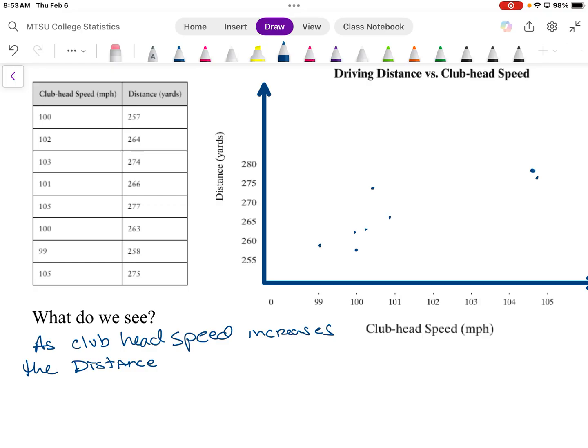As we start from the slower club speed up to a higher club speed, we notice that there is a consistent pattern as the club head speed increases. It's going up as a distance traveled. There's some odd things. There's this one right here, that was a slower club speed by a little bit, but still traveled a good distance. But we can pretty much say here that as club head speed increases, the distance traveled increases as well.